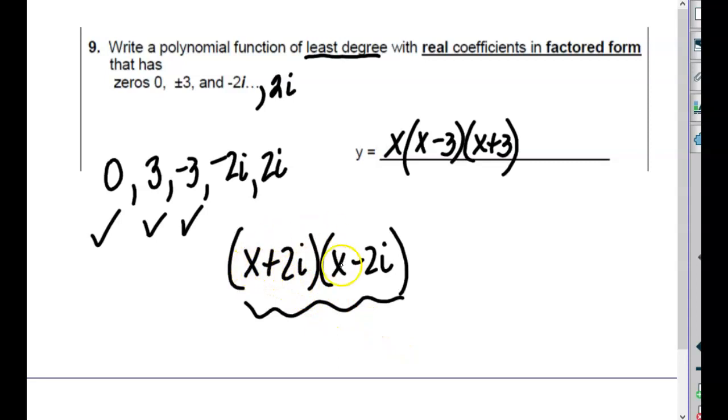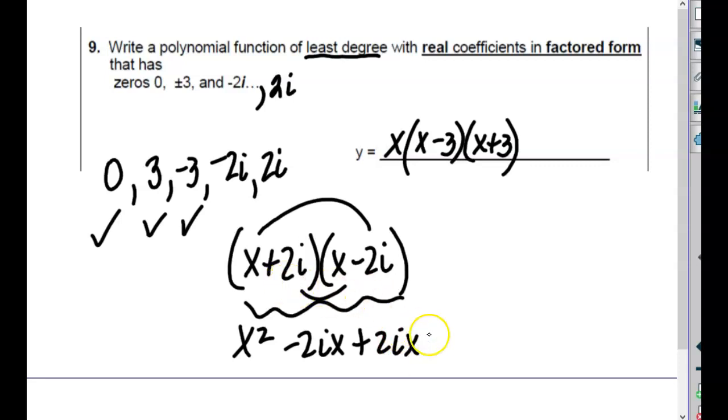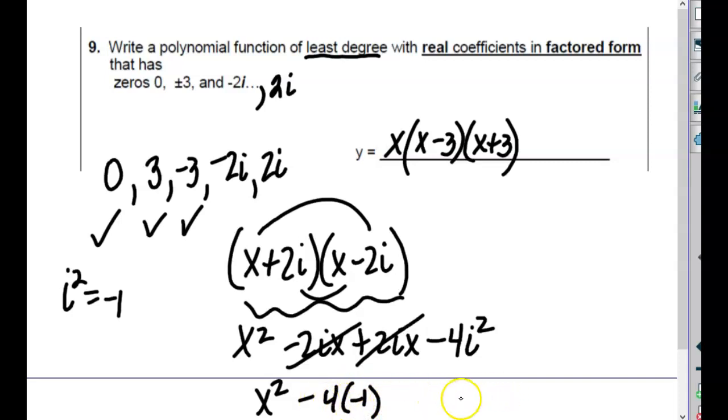It's not as bad as it looks, right? X times x is x squared. X times negative 2i. Positive 2i times x. And then a minus 2i times 2i would be minus 4i squared. These middle terms should subtract, or yeah, sure. What is a minus 4i squared, guys? I squared, you have to know, is negative 1. So this is x squared minus 4 times a negative 1, which would become x squared plus 4.